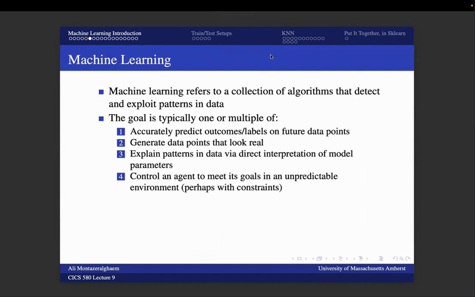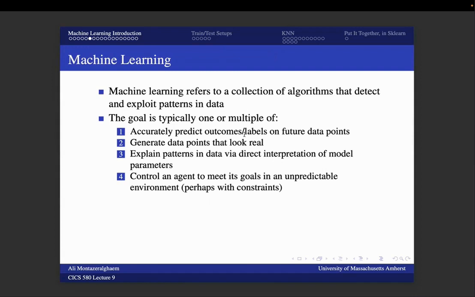Let's have a definition for machine learning. Machine learning is a collection of algorithms that can detect and exploit patterns in data. So we have lots of algorithms to do that, and we are getting more advanced algorithms every day for machine learning.